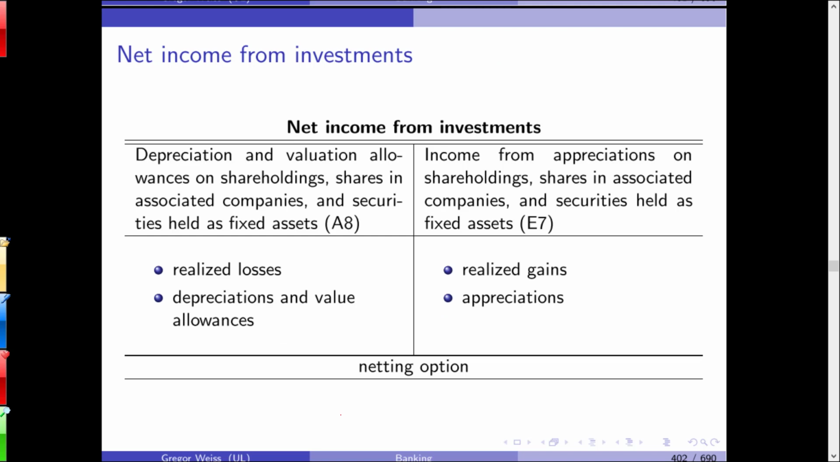Net income from investments. Similar to non-banks, on the right-hand side you have the income from appreciations on shareholdings, shares in associated companies and securities held as fixed assets. That is the investments in securities in other companies. This is the net income. You have realized gains and appreciations, and on the left-hand side you have the corresponding realized losses and depreciations.